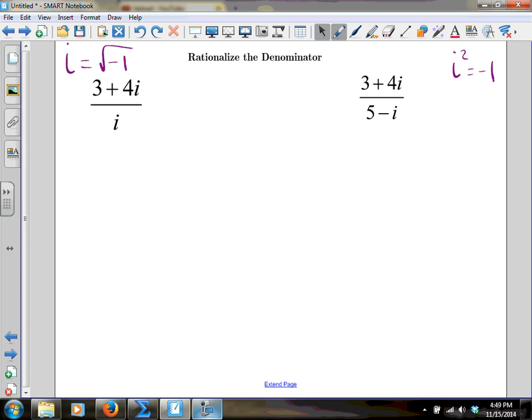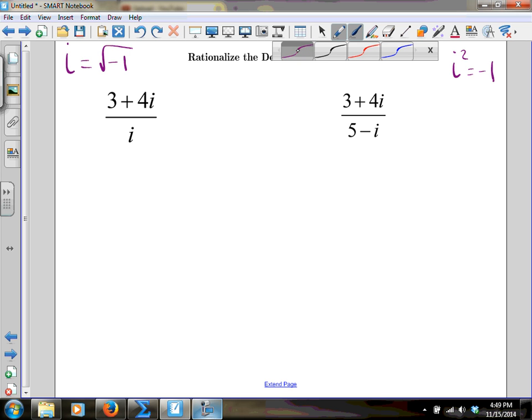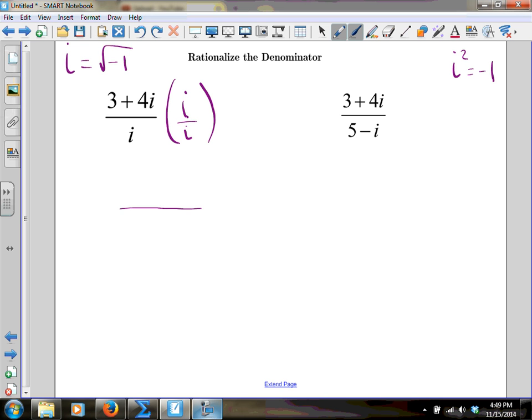So let's keep those in the back of our mind. Now we've got two similar but ultimately different problems here. The one on the left, 3 plus 4i over i, has a more simple denominator. When I have just i in the denominator, I am allowed to multiply the numerator and the denominator by i over i. The reason that this works is it's going to give me a denominator of i squared. i squared is just -1, so I'm not going to have any roots in the denominator anymore.